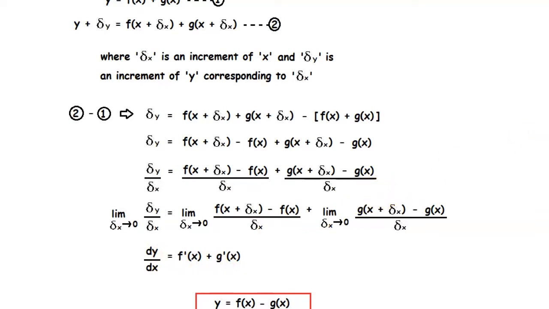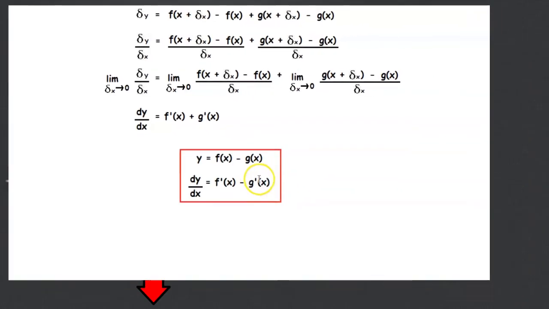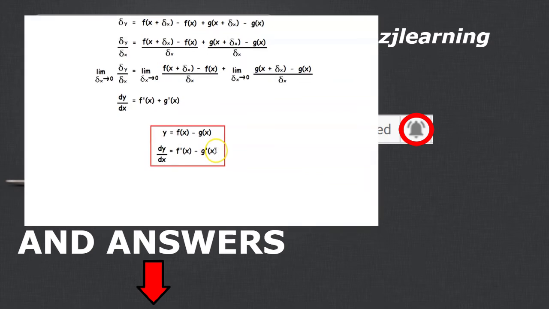So the difference rule is basically the same. The only difference is that we have a minus here instead of a plus. So here if we have a function y equals f of x minus g of x, the derivative of that function will be f prime x minus g prime x. You can try proving this on your own using the first principles.